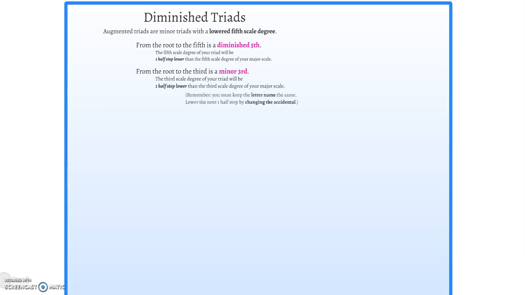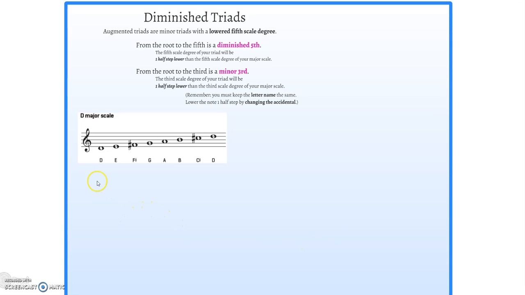Remember that we have to keep the letter names the same. We're only going to be changing the accidental to lower our notes by a half step. So first example, back to D major. To get a diminished triad from this, we need to lower the third by a half step, and we need to lower the fifth by a half step. Half step lower than a sharp is a natural, so we need F natural. And a half step lower than a natural is a flat, so we need A flat. That makes D, F natural, A flat, which is what we have here.